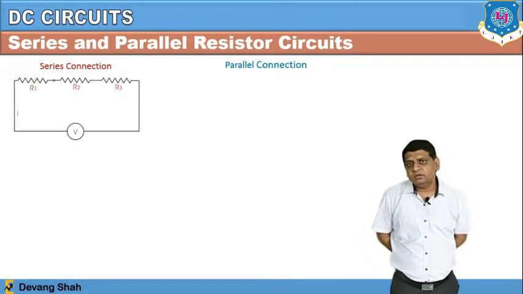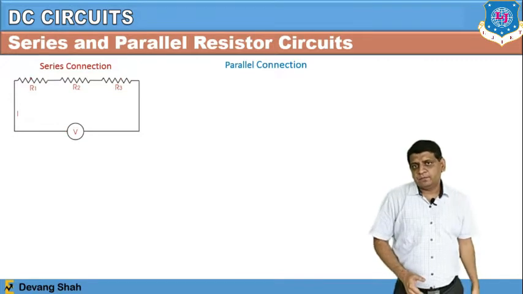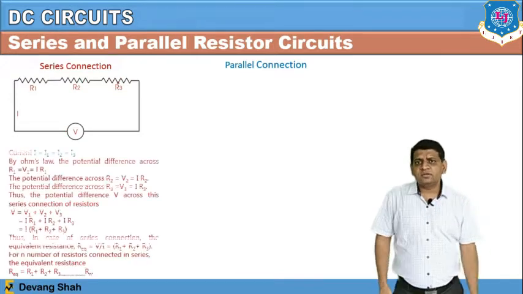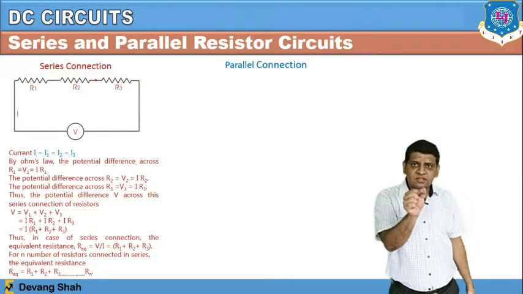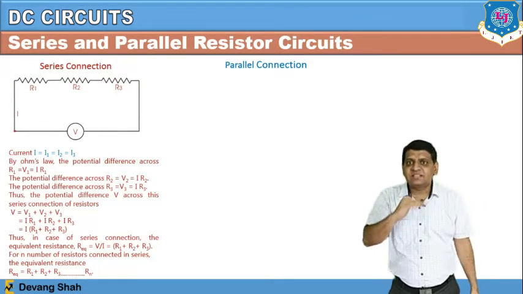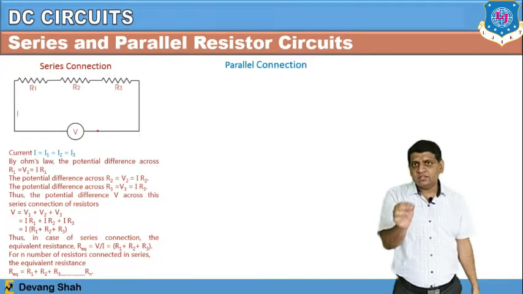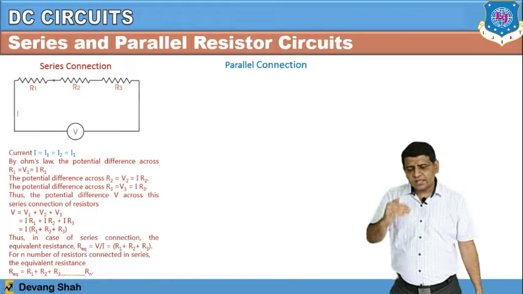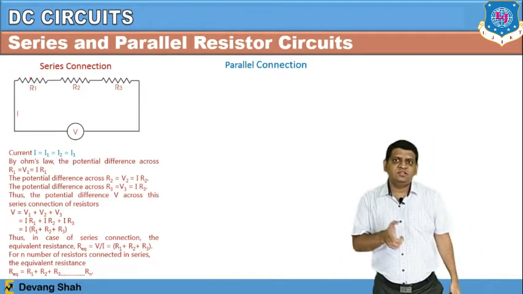See this, all three resistances R1, R2 and R3 are connected in series. If you check this, the current passing through all three resistances R1, R2 and R3 is the same, right? So I can say the current I is equal to I1 is equal to I2 is equal to I3. So in a series resistance, the current is the same, but the voltage is different.